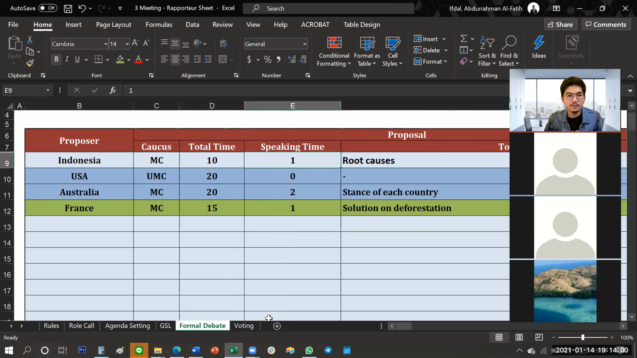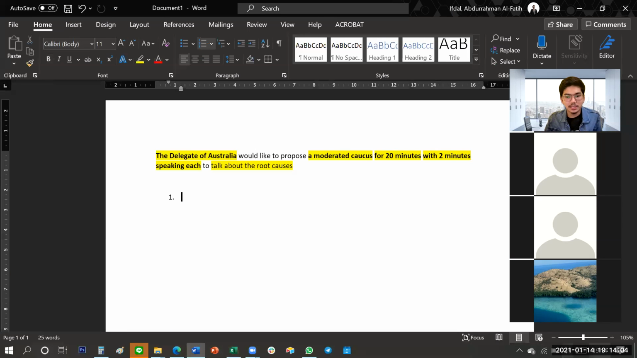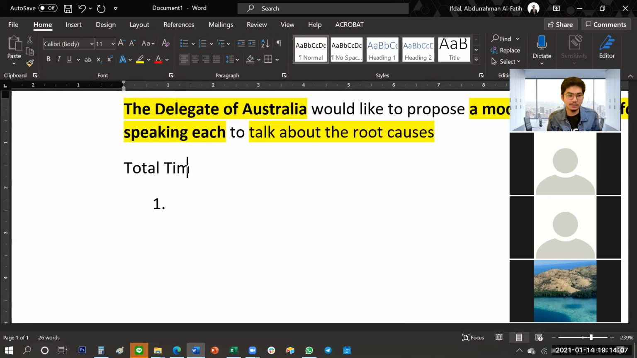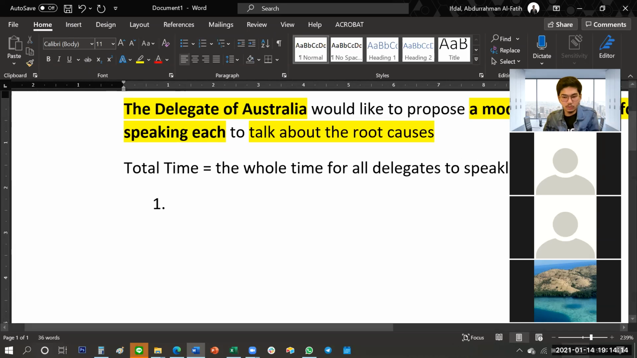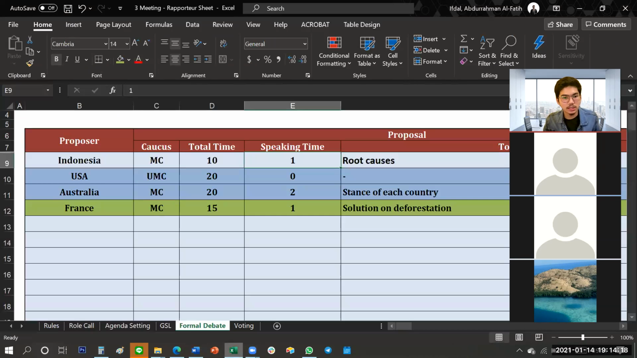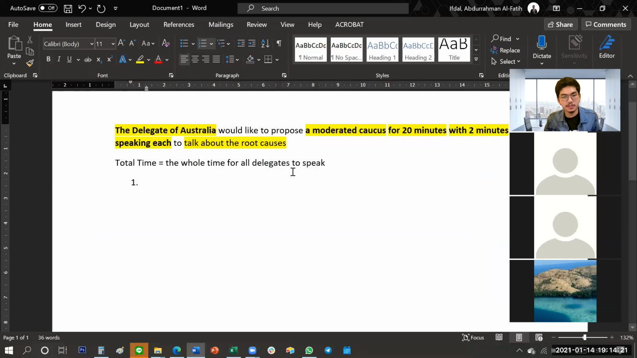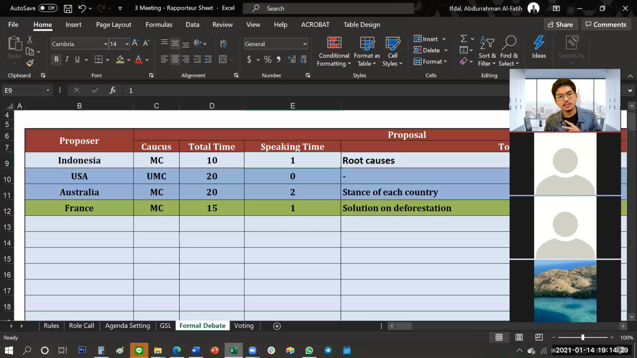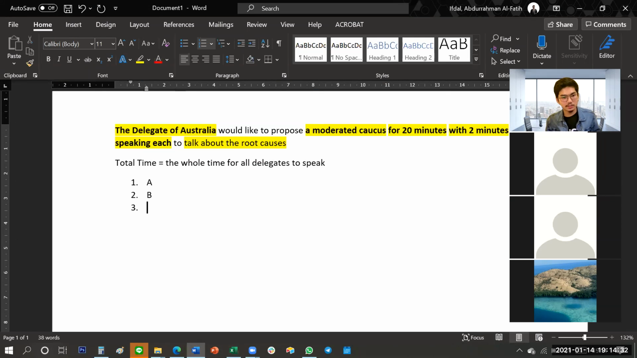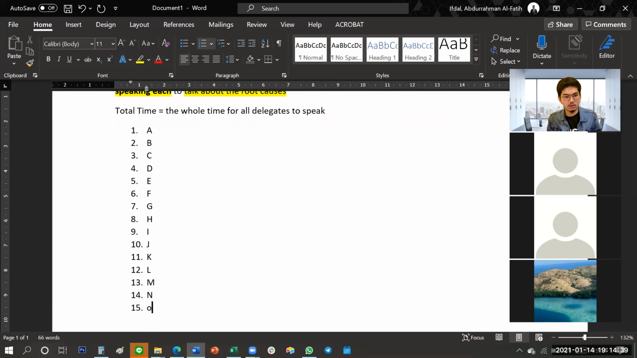I'll explain this one. Total time means the whole time for all delegates to speak. Previously Octavina mentioned 15 minutes total time, so it will be 15 minutes for all delegates. But what would be the time allocation for one delegate? Octavina said there will be 1 minute speaking time. So country A, country B, country C, and so on up to O. From A to O, each has 1 minute. The total time is 15 minutes.